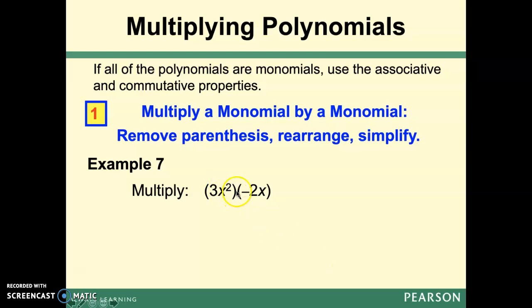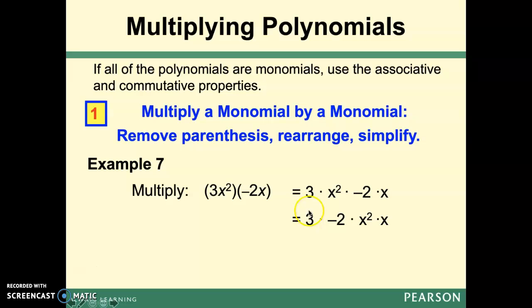And the strategy here is, this is my example. 3x squared is a monomial, negative 2x is a monomial, and I'm multiplying the two monomials together. The strategy here is to remove the parentheses, rearrange and simplify. Because what this is saying is I have 3 times x squared times negative 2 times x. It's one big multiplication problem. With the associative property of multiplication, which says it doesn't matter what order you multiply in, you still get the same answer, I can rearrange things.